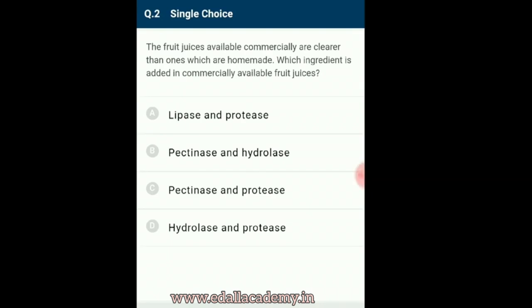The fruit juices available commercially are clearer than ones which are homemade. Which ingredient is added in commercially available fruit juices? Bottled juices brought from the market are more clear than homemade juices, as they are treated with the enzymes pectinase and proteinase, which dissolve the fibers present in the juice. So the answer for this question is option C, pectinase and protease.